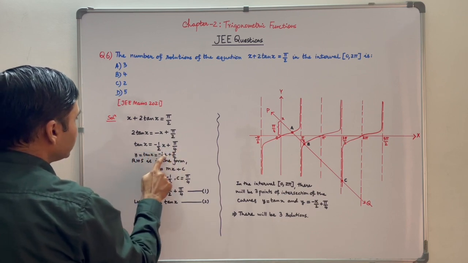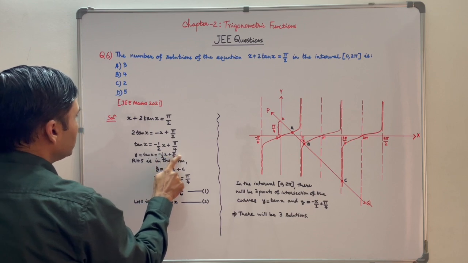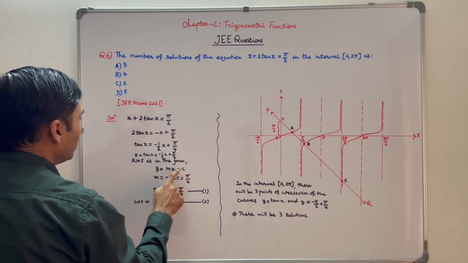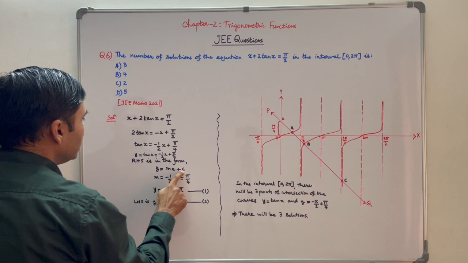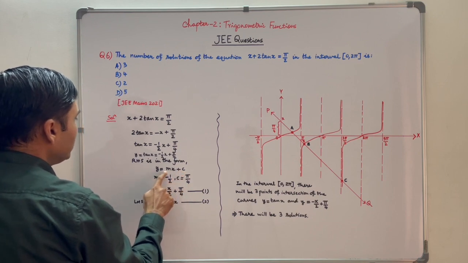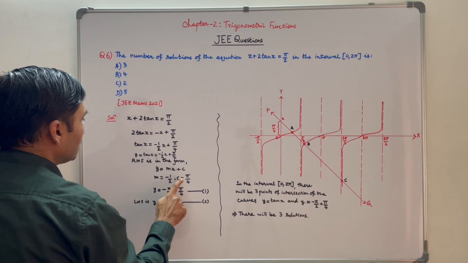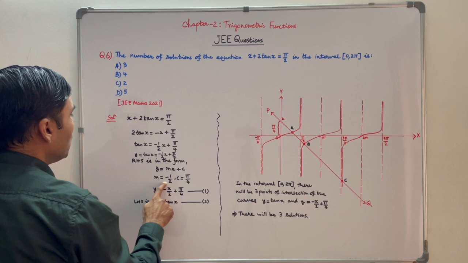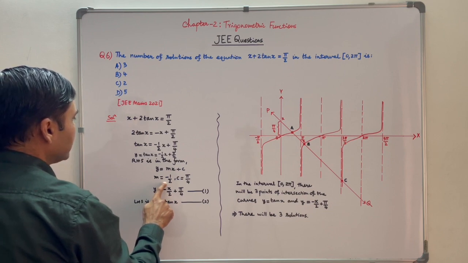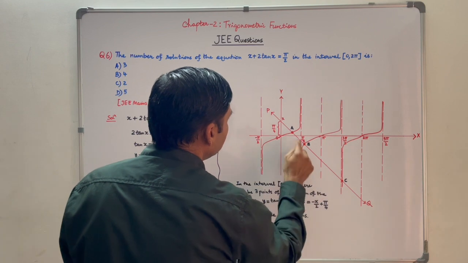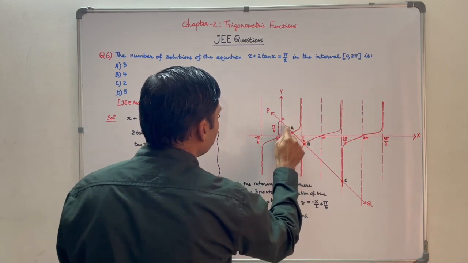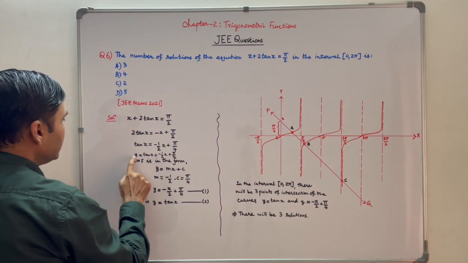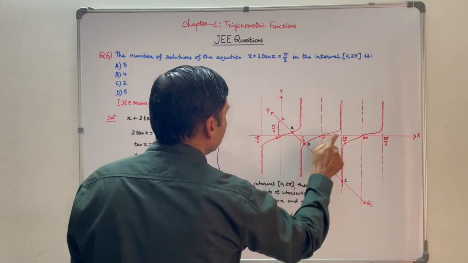y is equal to minus x by 2 plus pi by 4 is the equation of a straight line which is in the form y is equal to mx plus c, where m is its slope and c is its y-intercept. m is equal to minus 1 by 2 and c is equal to pi by 4. Negative slope suggests that this line makes an angle more than 90 degrees with the positive x-axis. So PQ is that line which is making more than 90 degrees with the positive x-axis and its y-intercept is pi by 4. y is equal to tan x is this curve.